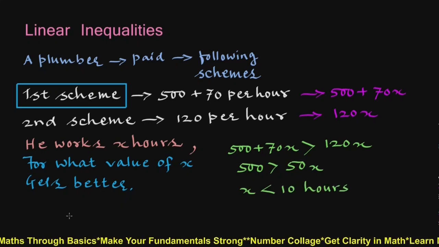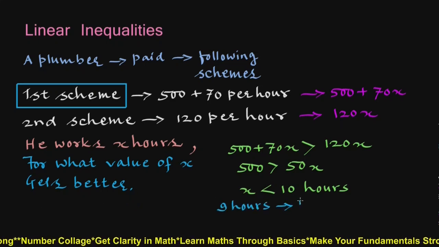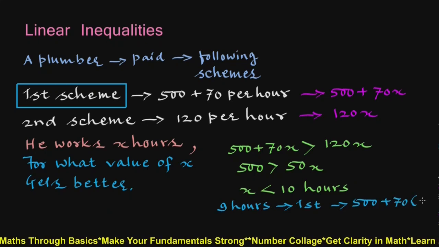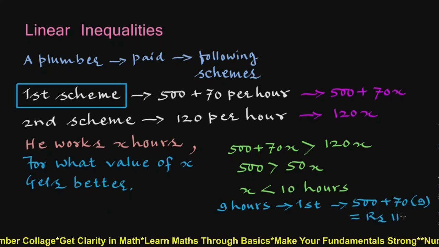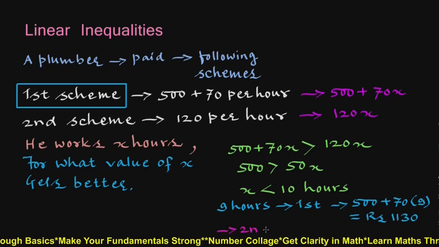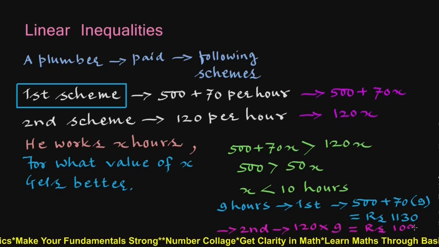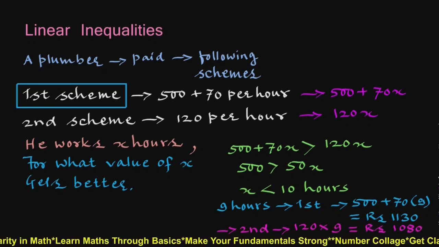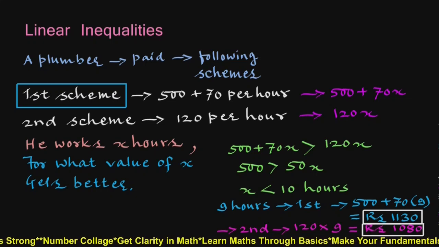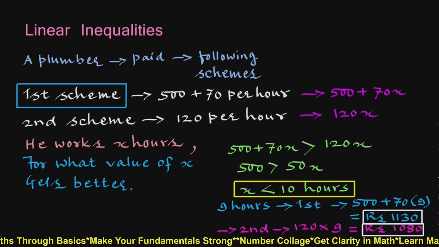For example, if the plumber works for 9 hours, the first scheme will give him 500 plus 70 into 9, 1130 rupees, and the second scheme will give him 120 into 9, 1080 rupees, where the first scheme proves better than the second scheme. Hence, he must work for less than 10 hours.